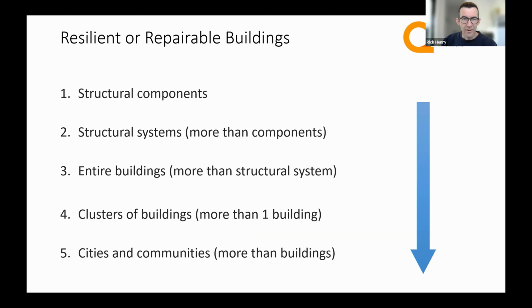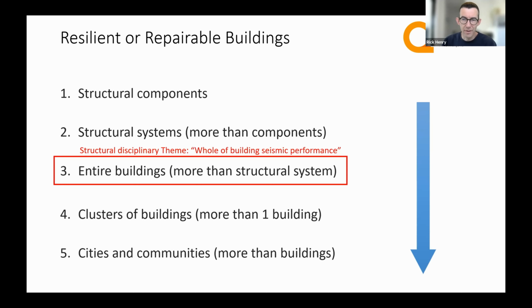So I often think about it on this sort of sliding scale for trying to get resilience or repairability into our buildings. We've really got to move from a good understanding of the actual component to the sort of structural system, which is the combination of these components, to the building, which includes both the non-structural components and the contents and everything inside it. And then beyond that, we're thinking about how do buildings interact and communities and sort of cities work when we put them all together.